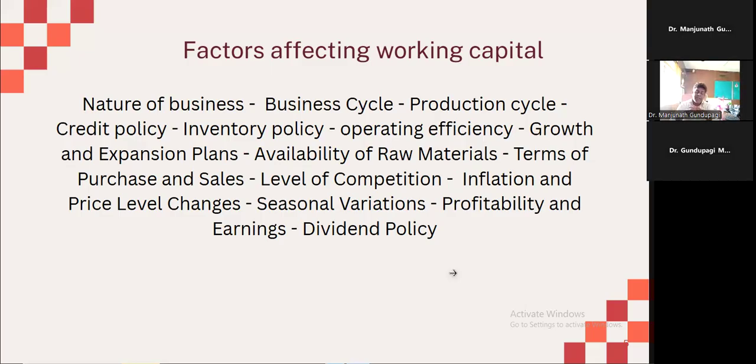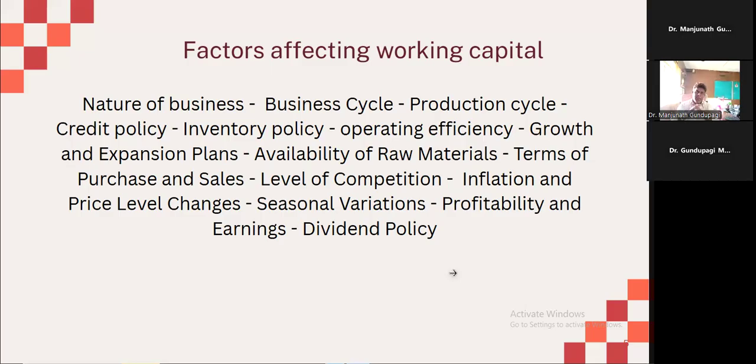Competition is another important factor which is affecting, because high competition sometimes may compel firms to offer longer credit periods, which will increase the working capital requirement. Less competition enables tighter credit and inventory control, which reduces the working capital requirements.